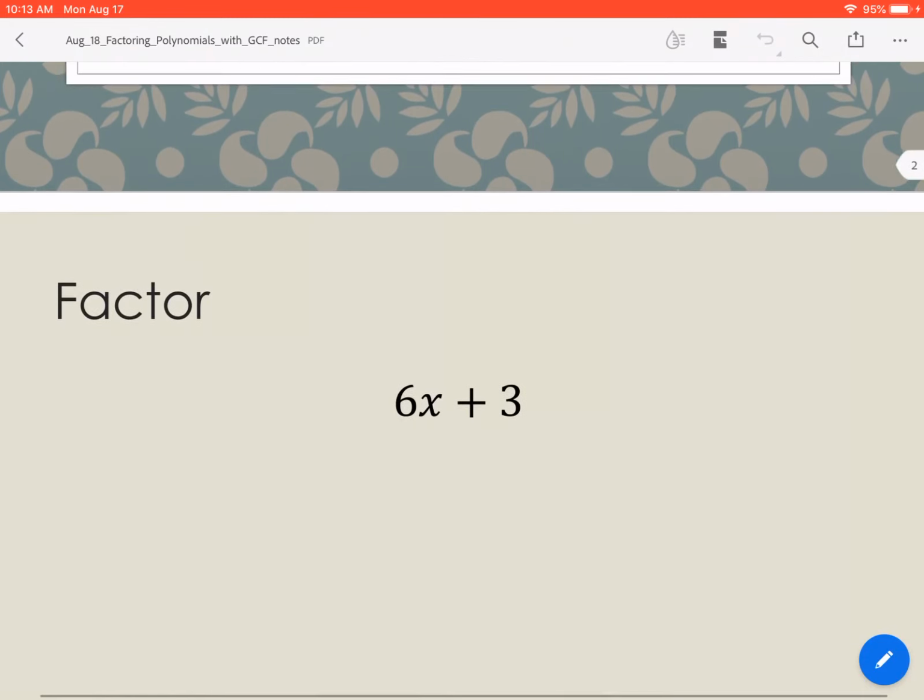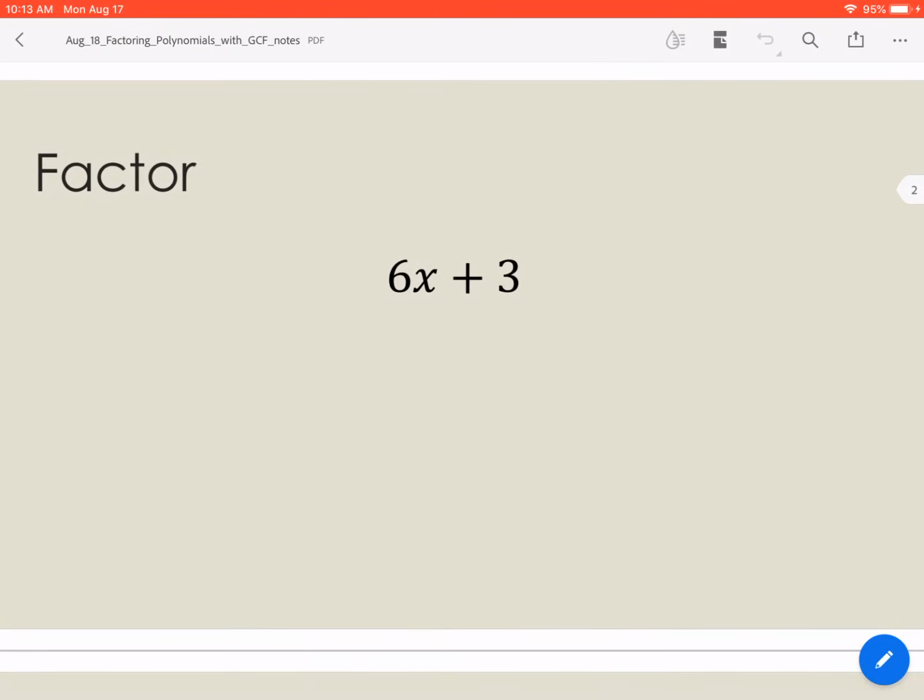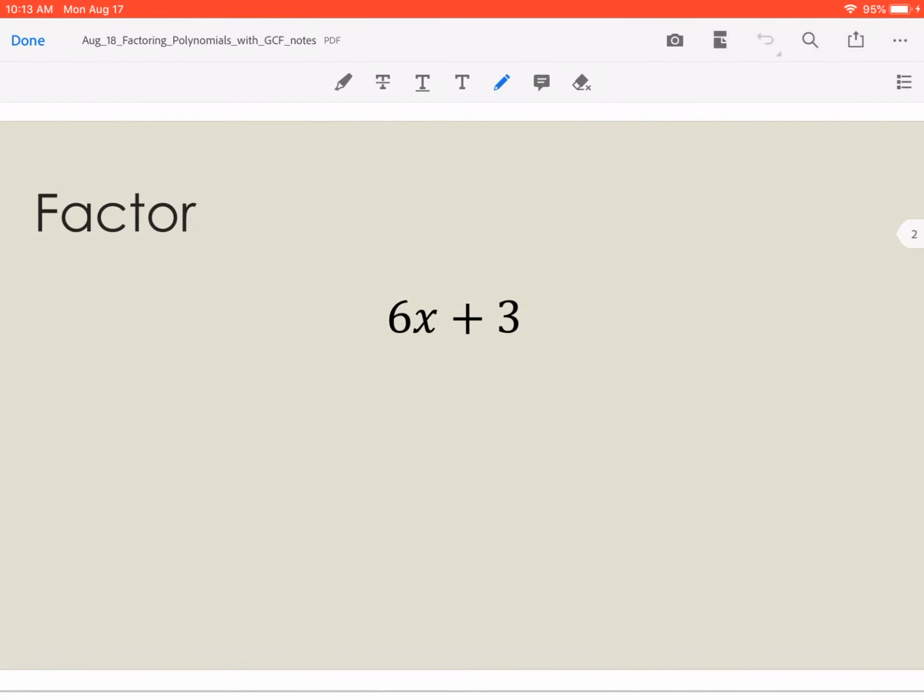So when you go to factor something, this would be a binomial, 6x plus 3. What we're looking for is between these two terms, 6x and 3, start number-wise. What's the highest number that I could pull out or they have in common? So in other words, with 6 and 3, what number they have in common is a 3. So I can pull out a 3.